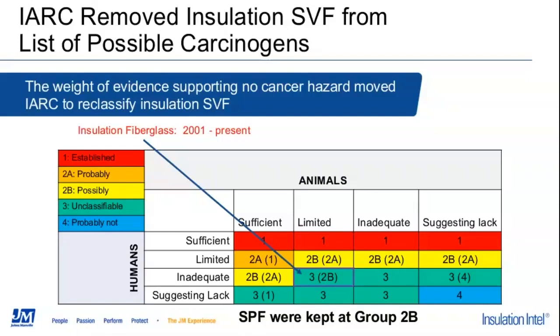What the big issue that we had, and the big result out of IARC, when they reconsidered all the data in 2001, is that they moved it from sufficient in animal to limited in animal, and that caused a reclassification from 2B, possible carcinogen, to 3, not classifiable. So the result of the IARC looking at all the new science in 2001 was they took fiberglass, insulation fiberglass and mineral wool off the possible carcinogens list.